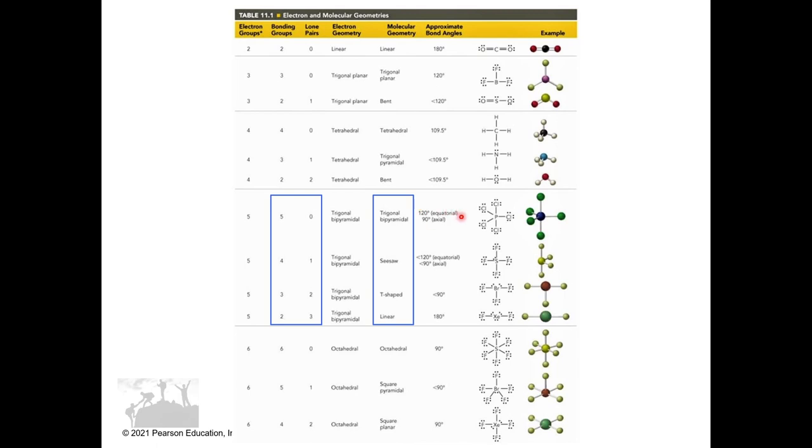Okay. Next would be bond angle. So the ideal that we're starting off with is 120 degrees for all the equatorial positions, and then 90 degrees going from axial to equatorial. And as we go down the column, they become less and less ideal because of the lone pairs that are being added. At the very end, if you know the degree angle for a line, then you'll know the bond angle for a linear molecular geometry, 180 degrees. So this section with five electron groups, that's the largest one that we have. If this seemed relatively easy to follow through and to memorize, then the rest of them are going to be even easier.